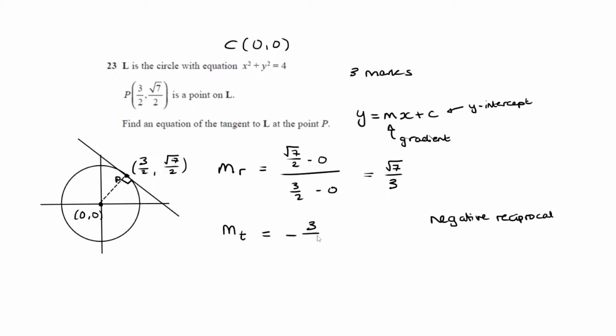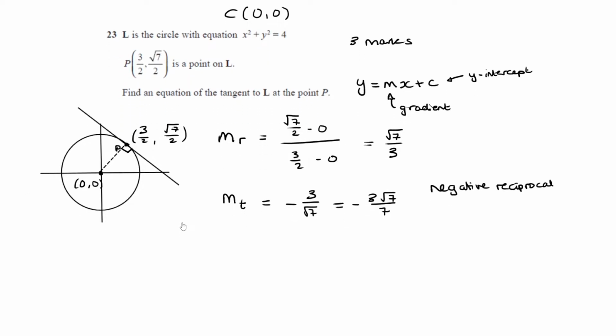So that would become 3 over root 7, which I know is an irrational surd, but technically that's what it is. Now you can obviously rationalize that. Like if I type that in my calculator, it will rationalize it for me. So you could write it rationalized if you like. That's kind of up to you. So now I have the gradient of my tangent.